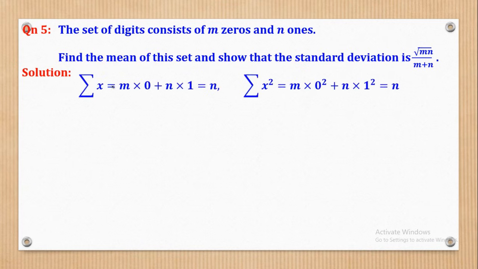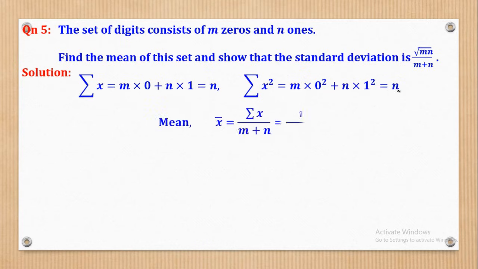So remember we said m zeros, so it means that 0 plus 0 plus 0, m times, that is why we get m times 0. Then 1 plus 1 plus 1, n times, that's why we put here n times 1. So when we add the two, I'll come up with n as our summation of x. What about summation of x squared? So it is m times 0 squared plus n times 1 squared, which gives you also n.